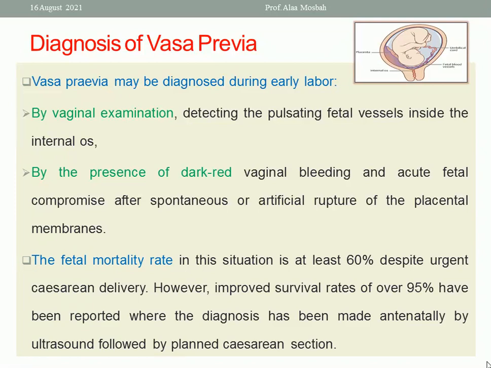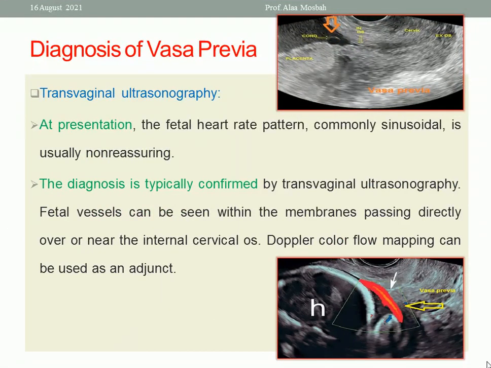Imagine. So that's why we should discover these cases of Vasa Previa before complication, before the vessel is ruptured, before the patient is in labor. So we plan for elective cesarean section and do not expose the baby to this fetal hemorrhage. However, improved survival rate over 95% has been reported where the diagnosis has been made antenatally by ultrasound, followed by planned cesarean section, which is the elective cesarean section as I mentioned before.